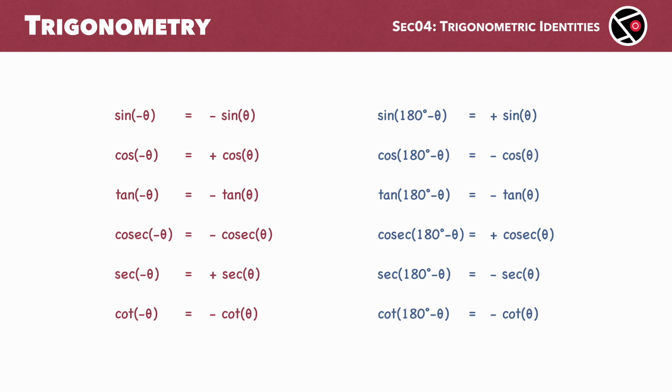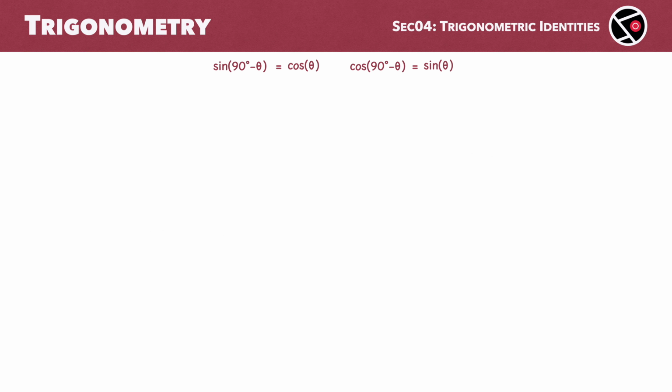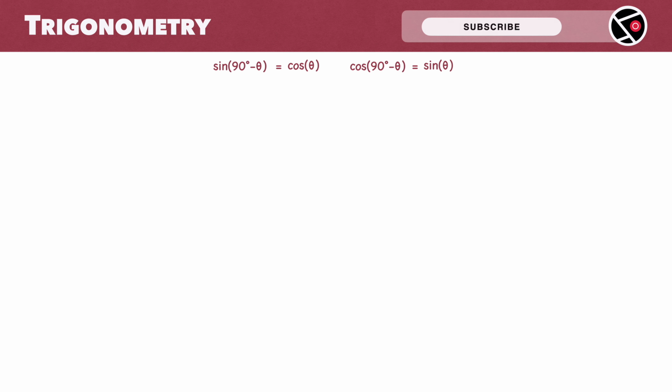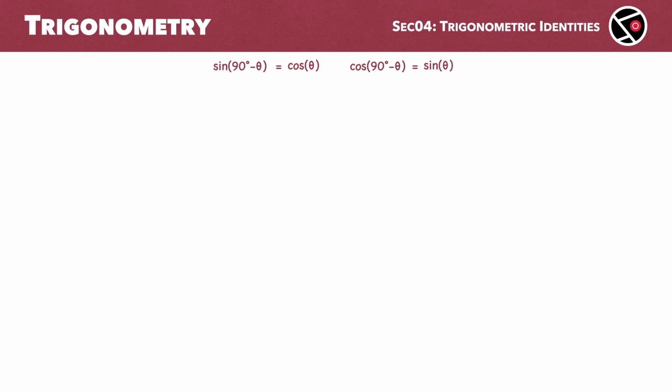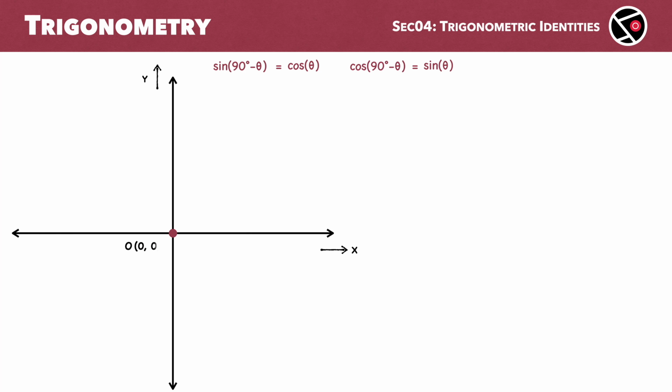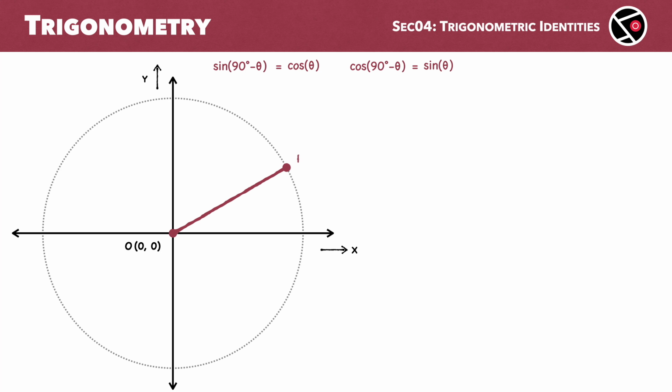Alright, let's now move ahead to these two identities. Sine of 90 degrees minus theta equals cos theta. Cos of 90 degrees minus theta equals sin theta. We start with the xy plane and draw a unit circle. Point P lies on the circle at an angle of theta. Its coordinates are cos theta and sin theta.